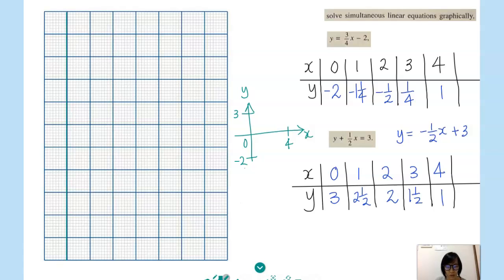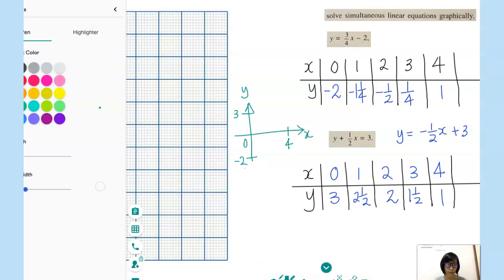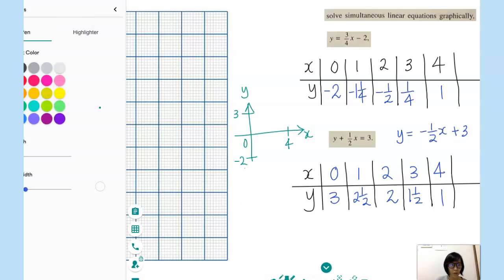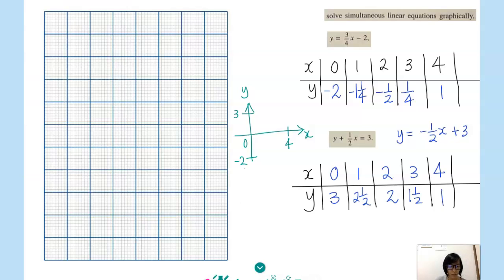Okay, maybe I shall use a pink color so that it's a lot easier to see. So when you're drawing, make sure your pencil is sharp and draw in pencil, because in case you need to erase, it will be much easier. Okay, let's put this here.